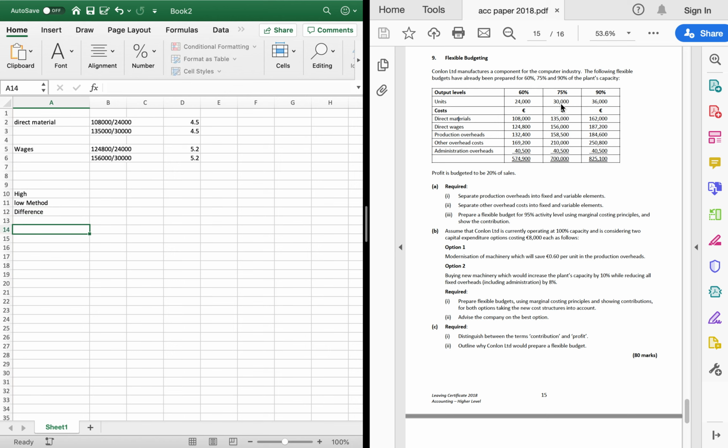That's all it is, because a variable cost is a cost per unit and a fixed cost is a static number. So if you took the variable cost per unit as being X, and the fixed cost as being Y, then for the production overhead, 24,000 by X plus fixed cost Y will give you 132,400. And if you move up a level, 30,000 by X plus Y will give us the next level up, which is 158,500.